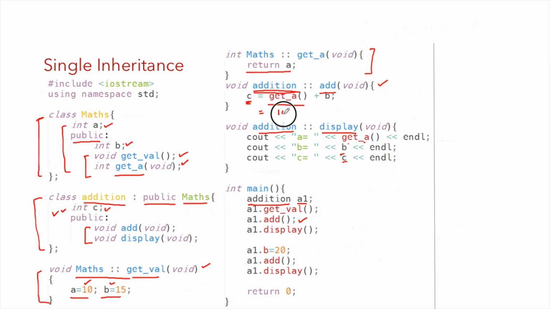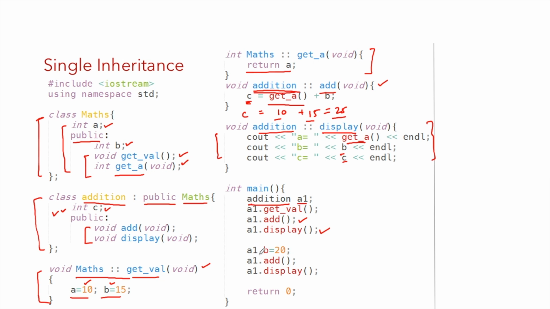So here I am going to have the value as 10 plus B. Now B is directly accessible because it was a public member, so the value of B is 15. So C is going to have the value stored as 25. Now the compiler is going to call a1.display, which is this function. So it is just going to display the values of A, B and C. Again I'm writing get_A over here because A is not accessible directly because it is a private member. This particular code will print A equal to 10, on the next line B equal to 15, and on the next line C is equal to 25.